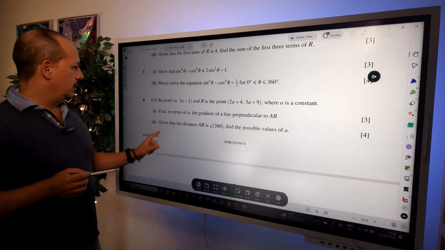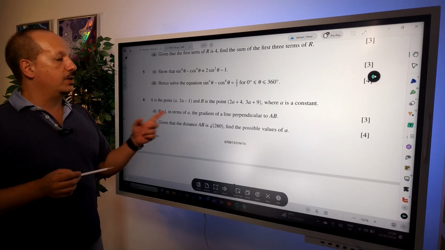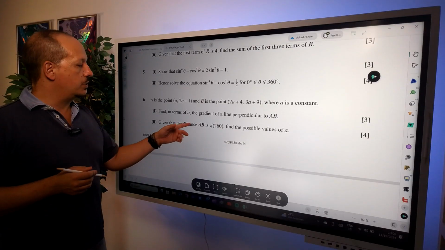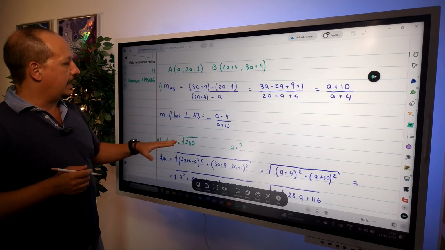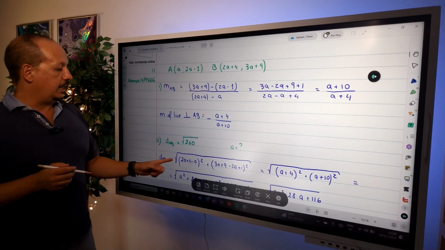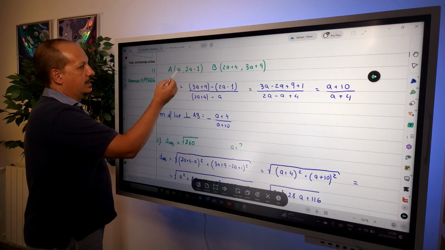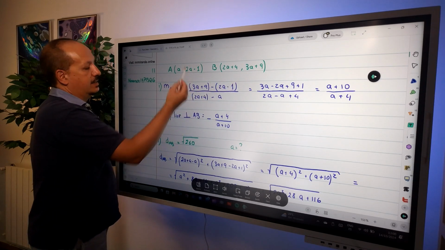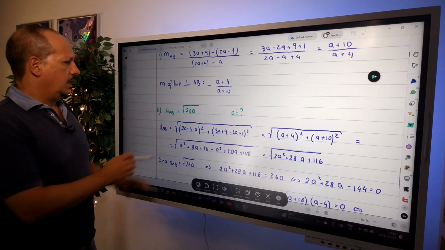Second question, given that the distance AB is square root of 260, find the possible values of a. Here, you obviously have to use the equation for the distance between 2 points. You have to write it in terms of a. And this is what you get. It's going to be this minus this squared plus this minus this squared. Let's work this out first and simplify things.